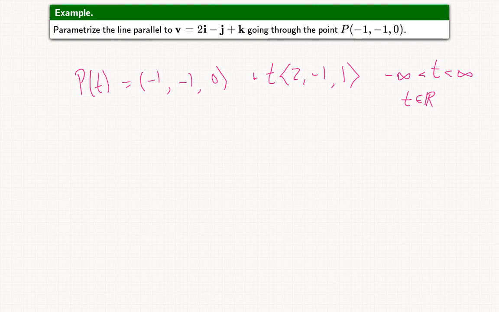And we could also expand this out into the individual components. So we would get x equals -1 plus 2t, y equals -1 minus t, and z equals t. Again, with the domain of t being all real numbers. So either of these forms would be an acceptable answer.